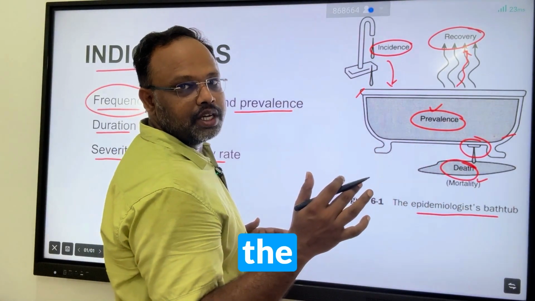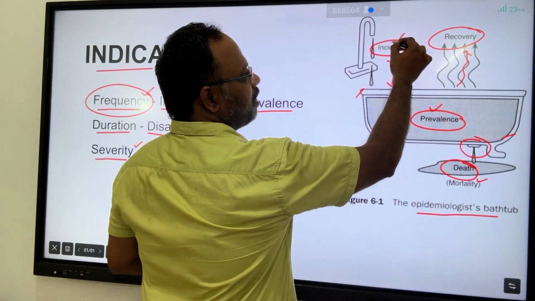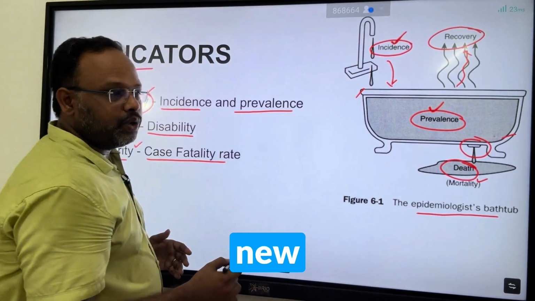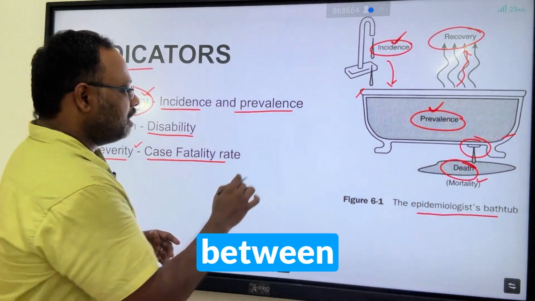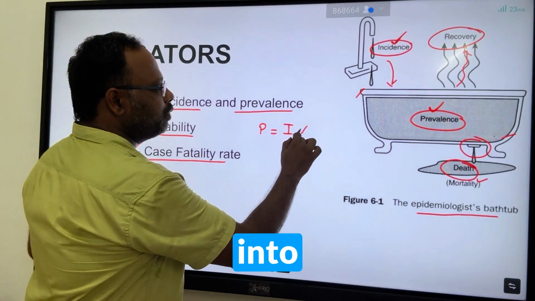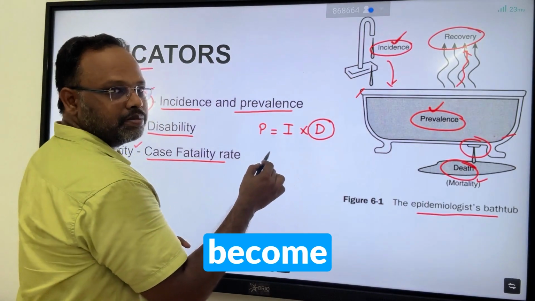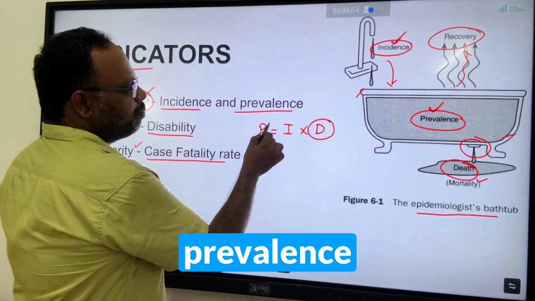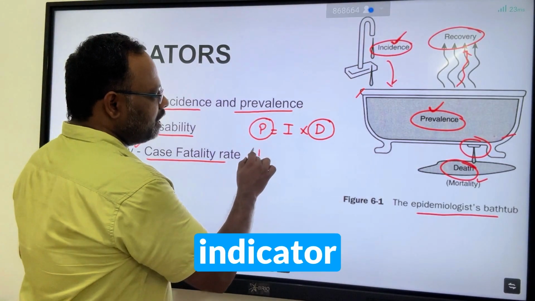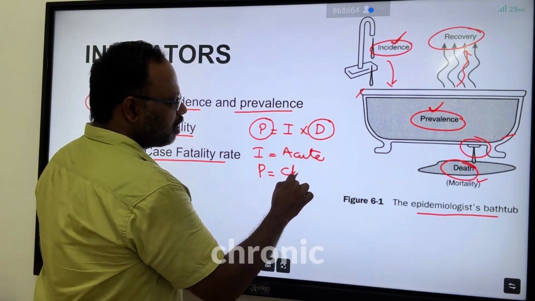In order to assess the new cases, incidence is a better indicator. This is the rate denoting the new cases, and prevalence is the rate indicating the old and new cases. The relationship between incidence and prevalence is: prevalence equals incidence into duration. So basically, if the duration of the disease becomes higher, then the prevalence of the disease also increases. Hence, incidence is a good indicator for acute diseases. Prevalence is a better indicator for chronic diseases.